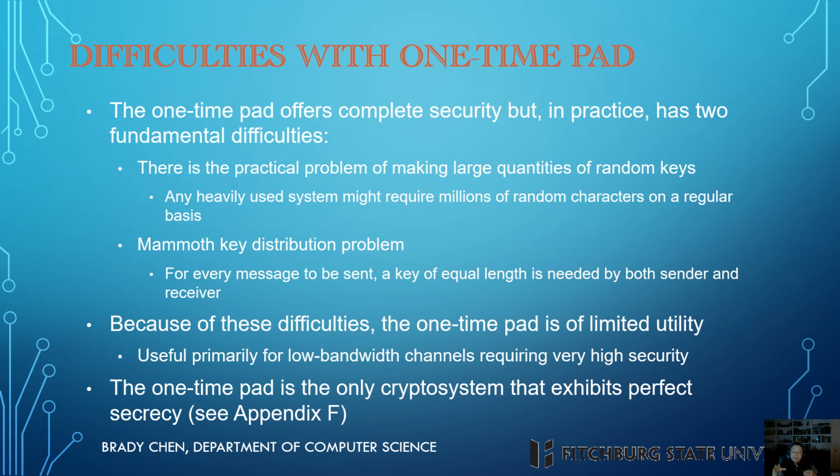The second one is the distribution of the key, as we mentioned in the earlier slide, because the key itself is the same size as the message itself. The distribution of the key is equally difficult as the distribution of the plain text. So that's the reason why the one-time pad is of limited utility. Normally, only in extreme cases, people use it.